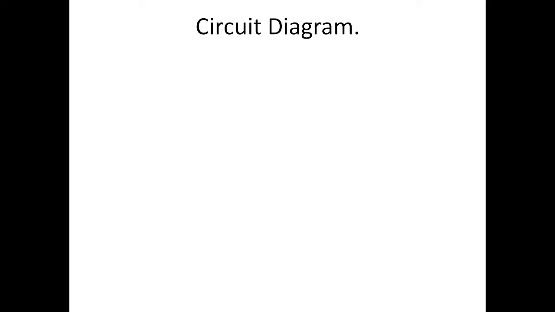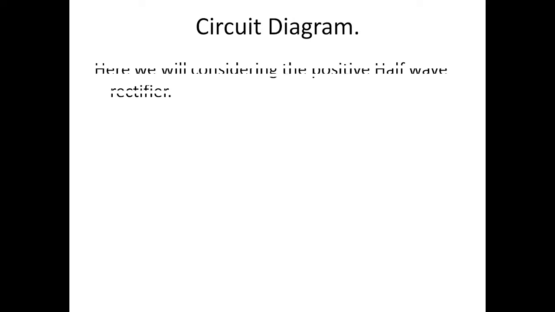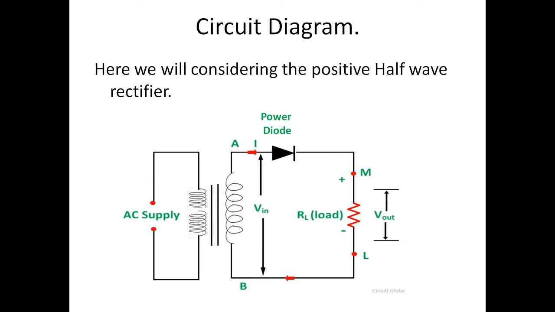Let's now have a look at the circuit diagram. Here we will consider only the positive half-wave rectifier. Now, as we can see, it consists of three sections. One is the transformer, which is the step-down transformer. The other section is the rectifier, and the third part is the load.